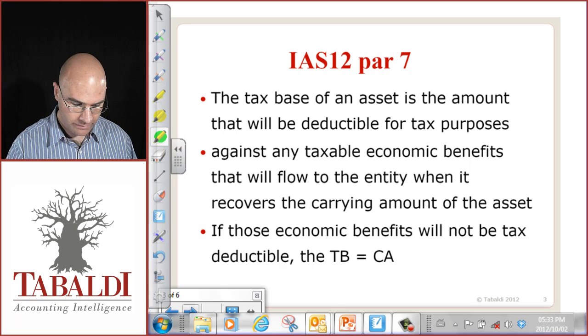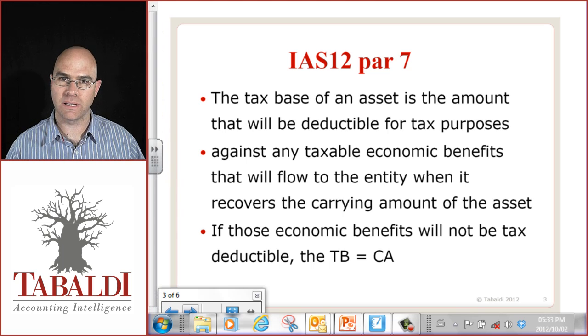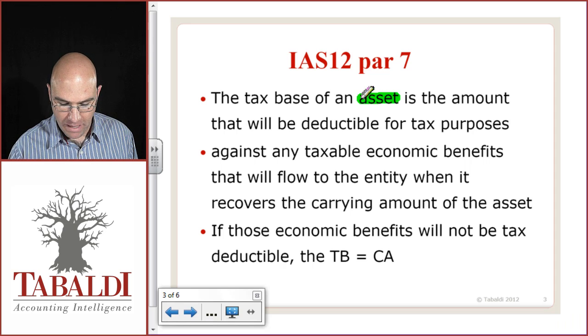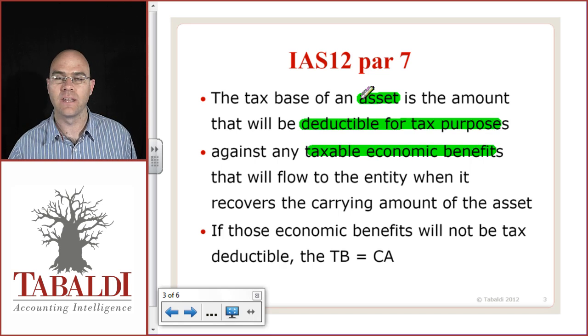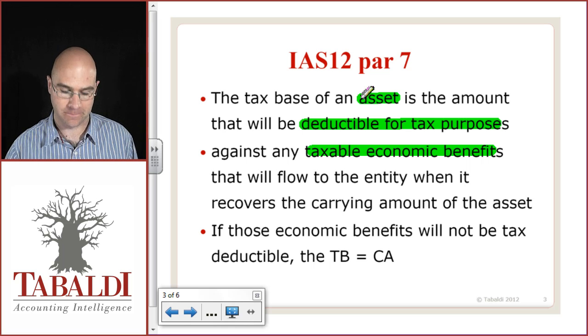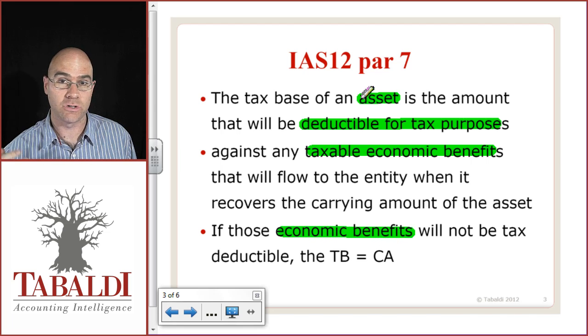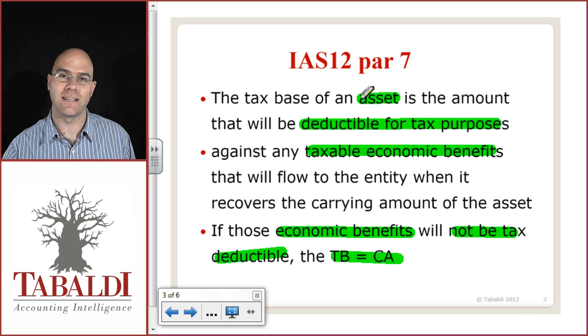We look at IAS 12, paragraph 7, which is very wordy, so I'm going to rush through this quickly and then break it down. The tax base of an asset is the amount that will be deductible for tax purposes against any taxable economic benefits that will flow to the entity when it recovers the carrying amount of the asset. If those economic benefits, those future profits and future cash receipts, will not be tax deductible in the future, then the tax base is simplified as the carrying amount.